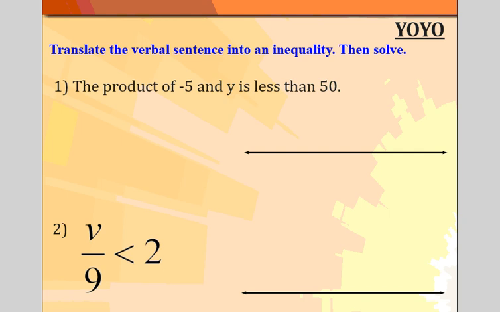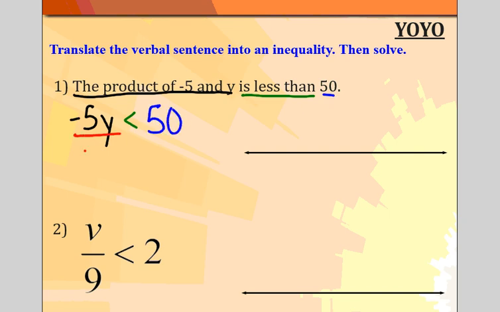Okay, here we go. Here's the first part. It says the product of -5 and y. Product means multiply. So this is -5 times y. Then it says is less than, so less than symbol, 50. When you translate, it looks like that.